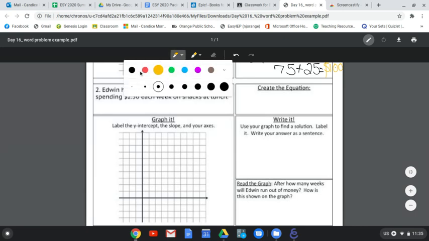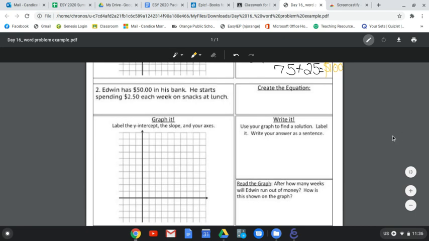So we are going to start off our graph. I'm going to choose black again. And we are going to start our equation. So $50 in his bank account. Actually, no, let me just do $50 that way. There we go. I don't have to put a dollar sign. We know it's $50 because it says it here. Okay, so he starts off with that, and it's going to be minus the 50.